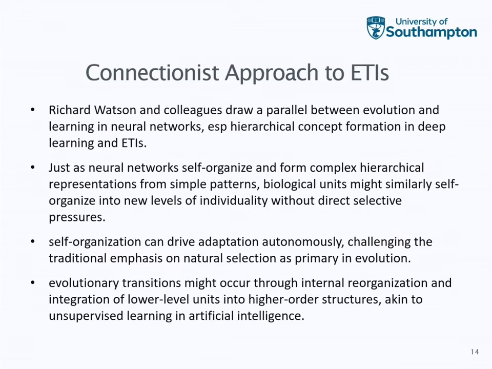A more recent viewpoint was proposed, supported by my PI in Southampton and also with Mike in the paper. They call it the connectionist approach to ETIs. The basic idea here is that they saw an analogy between evolution and learning as an optimization process, or what they call the ball rolling downhill. Because evolution is analogous to learning in neural networks, they saw the similarity between the ETI and the process of hierarchical concept formation in deep learning.